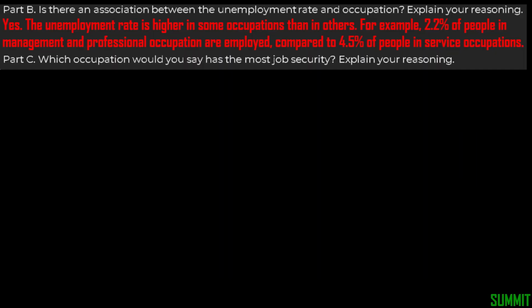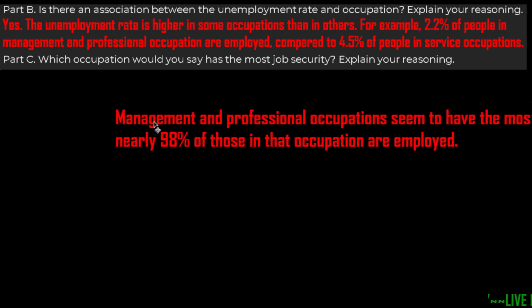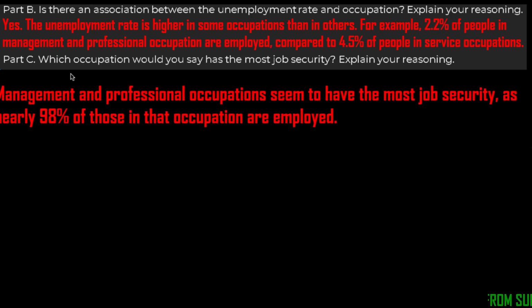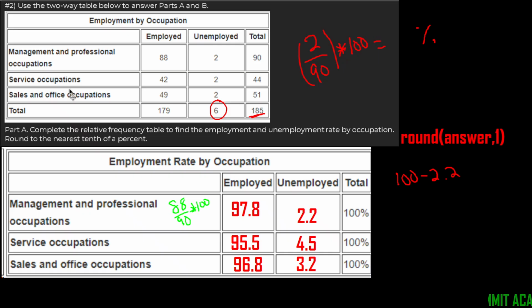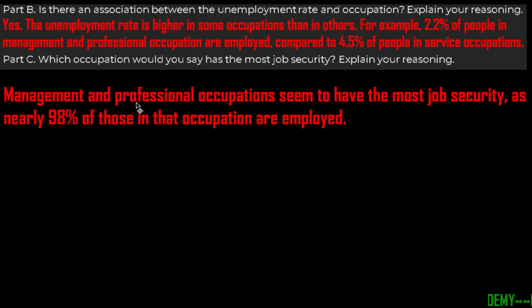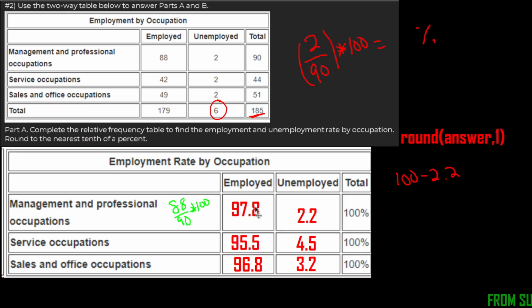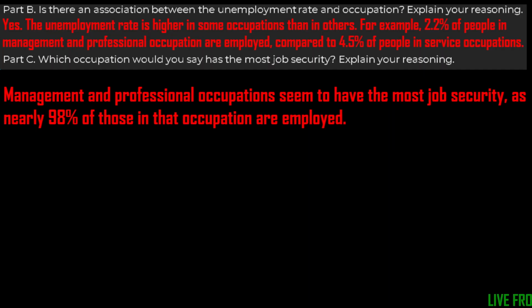Yep. And then for the next part, it says part C, which occupation would you say has the most job security? Explain your reasoning. And I think this one I have to change. Yeah, actually that's fine. For part C, management and professional occupations seem to have the most job security, as nearly 98% of those in the occupation are employed. I'm getting those values from this table. Notice how this value is very close to 98%, and that's the percentage employed for that occupation. That's why we're going to say that is the most job security, because that means that you have a job.